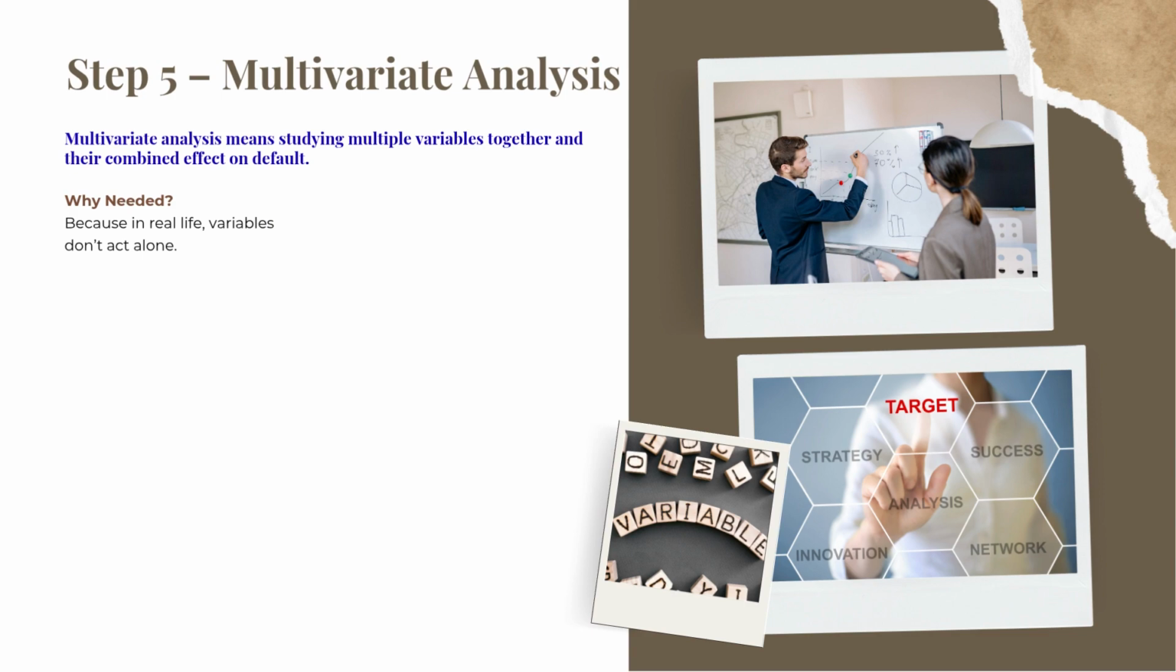For example, a young customer with low income leads to high risk, but a young customer with high income leads to lower risk. So, the same variables can behave differently when combined with others. What do we learn from here? We learn that there can be interaction between variables. You need to combine the risk patterns for better segmentation of the customers. So, multivariate analysis helps us capture real world complexity.